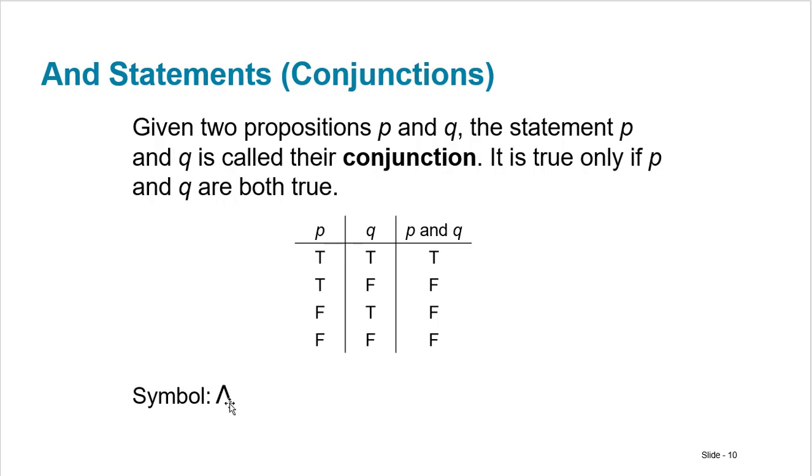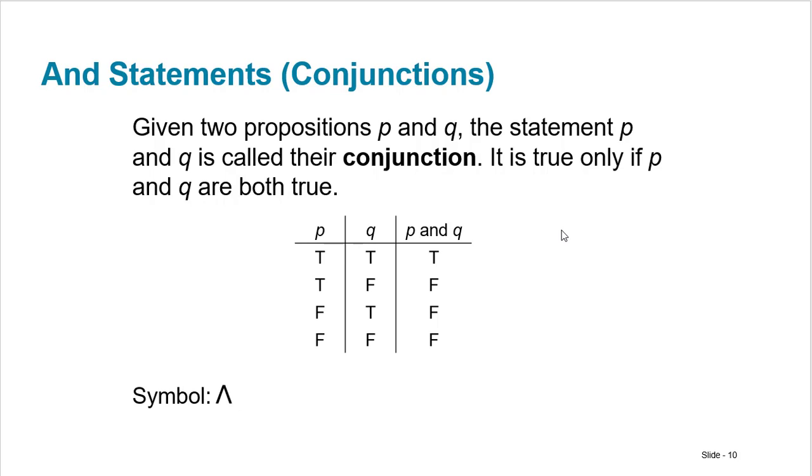So here is the symbol. It's kind of like a little upside down V that we normally use for and. And the rules are that P and Q is only true when they are both true. So an and, which we call a conjunction, is a very picky thing. But think about it this way.